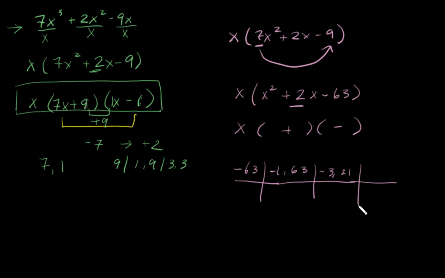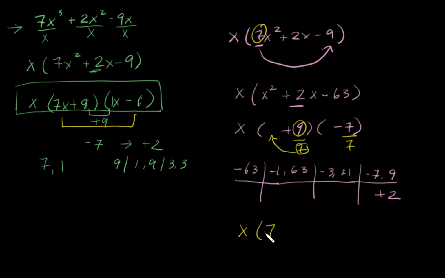4 doesn't work. 6 doesn't work. 9 works. 9 and 7. Negative 7 and 9. When you add those up, you get plus 2. So I'm going to put the 9 here because that corresponds with a positive, and the 7 here because that corresponds with a negative. And then I'm going to take the original a and make that the denominator. And then I'm going to simplify it.